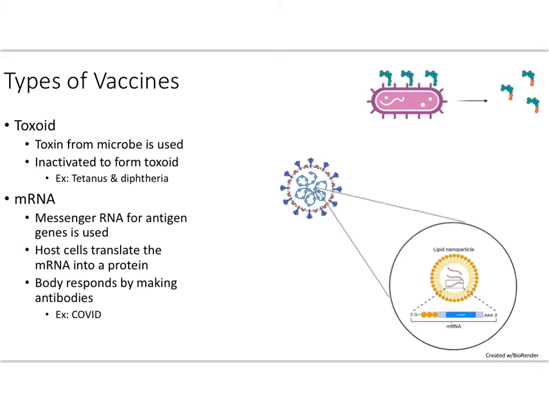And then our last category of vaccination is the mRNA vaccine. With mRNA vaccines, what we do is we find the sequence of mRNA that codes for the antigen. So basically what we do is we look at the DNA of the organism, we figure out which gene in that organism creates the antigen. We can copy that DNA and then create mRNA based off of that.